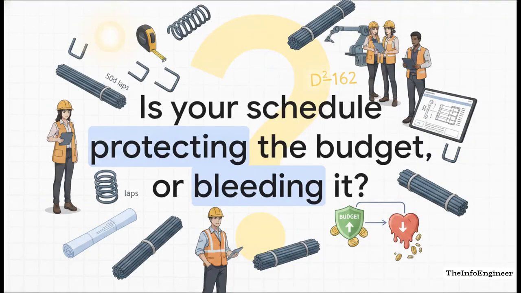So, I'll leave you with this. Take these formulas. Drill the d²/162 rule into your head, respect the standard delivery lengths, and always honor your 5D laps. But most importantly, ask yourself this critical question before you ever submit your next bar bending schedule. Is your schedule protecting the budget or bleeding it?